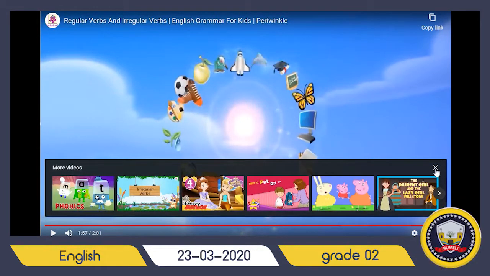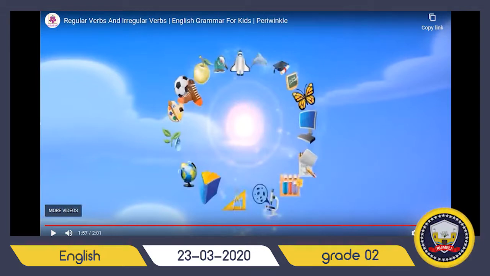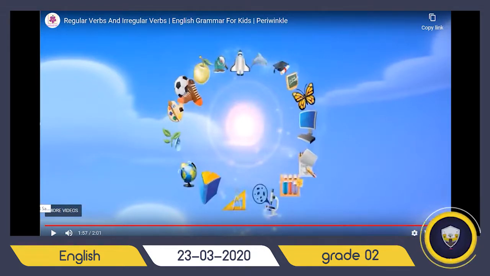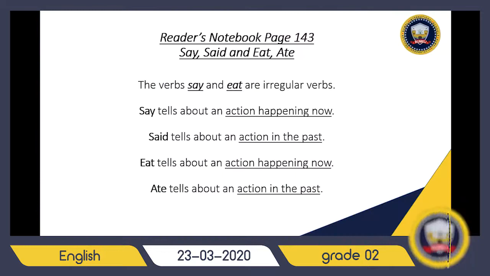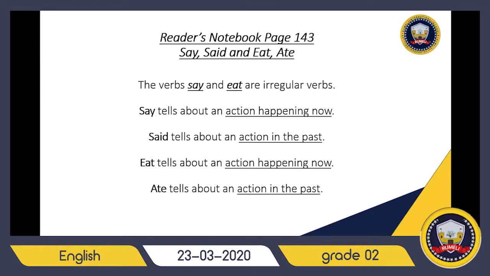So I hope it is more clear what are irregular verbs. Now I want you to open page number 143 from your Reader's Notebook. Say, said and eat, ate. The verbs say and eat are irregular verbs. Say tells about an action happening now. Said tells us about an action in the past. Eat tells about an action happening now, and ate tells about an action in the past.